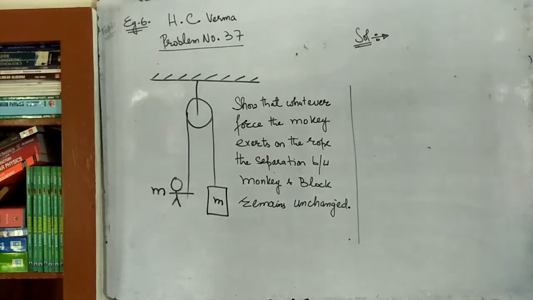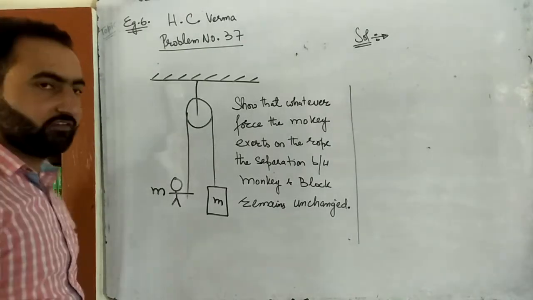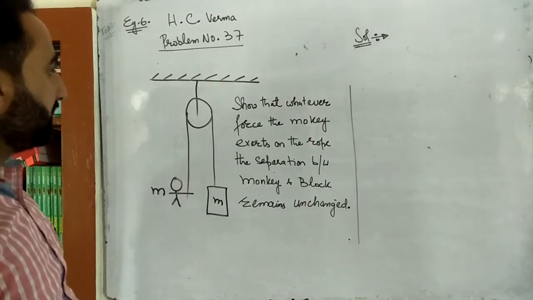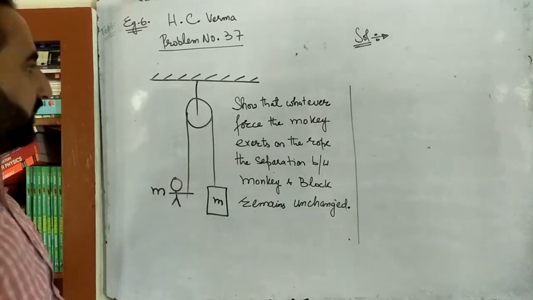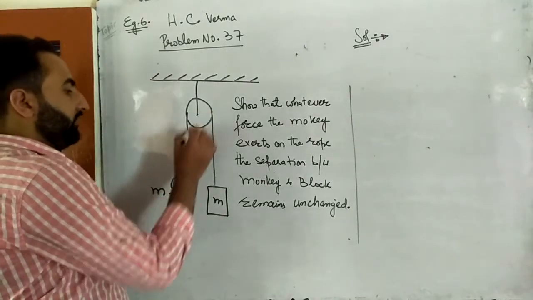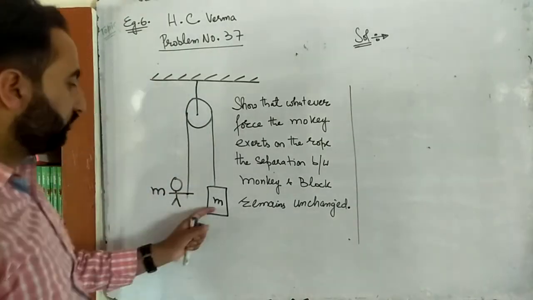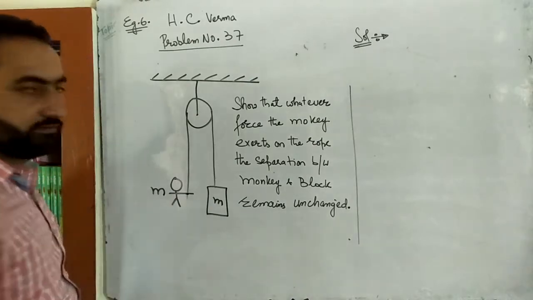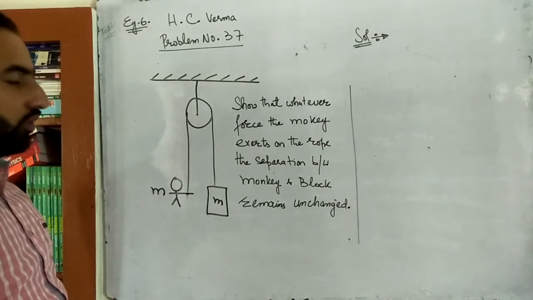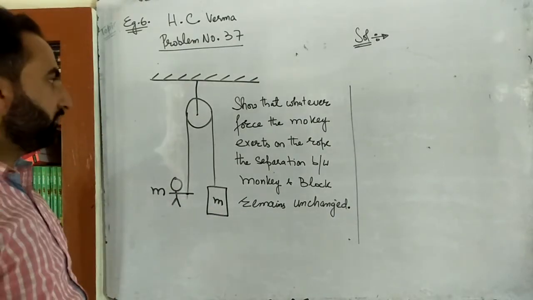Okay, another example, again an HC Verma example, problem 37. Try it from HC Verma. The example is like this: there is a massless and frictionless pulley, and a string, a rope, that goes from the monkey to this block. So there's a monkey here, then there's a block. The mass of the block and the mass of the monkey are given to you, exactly the same.